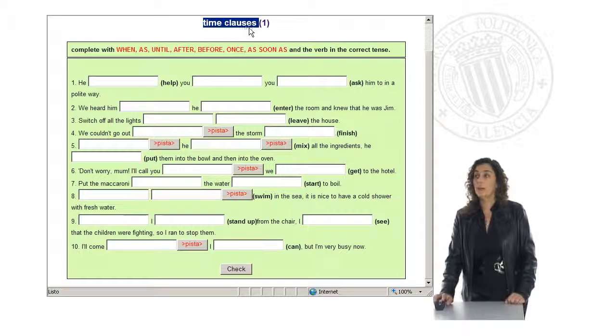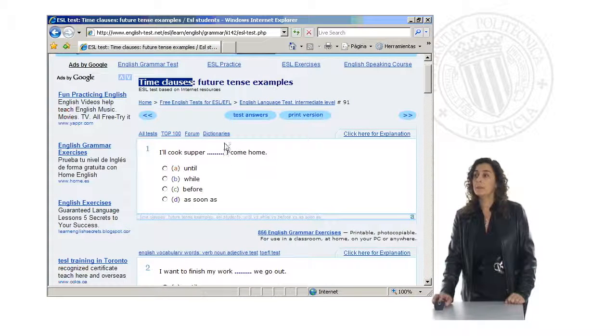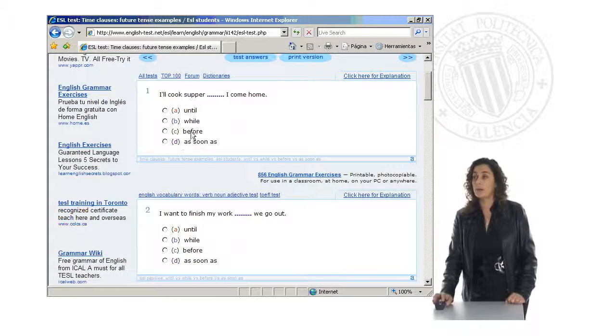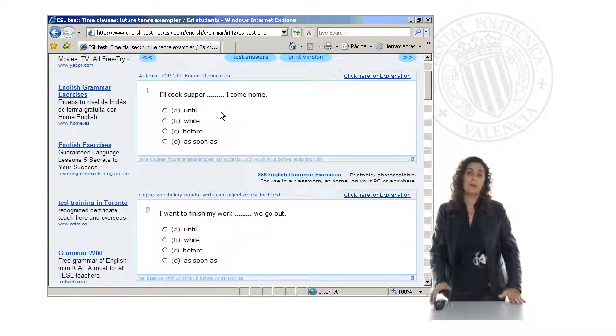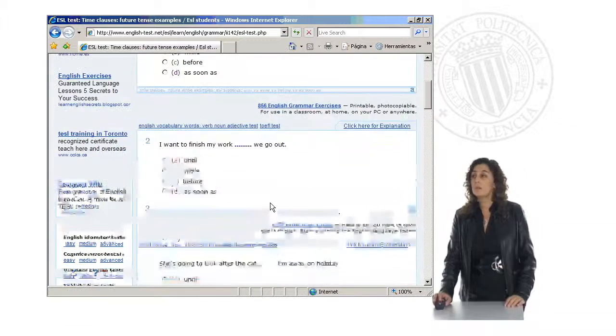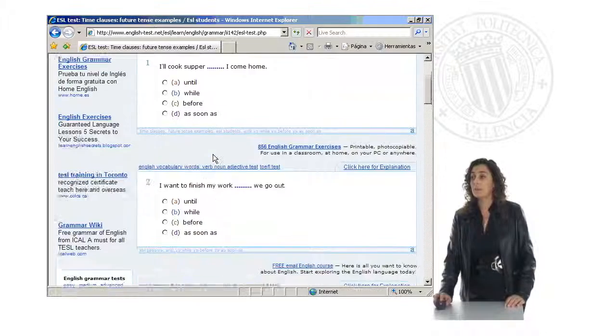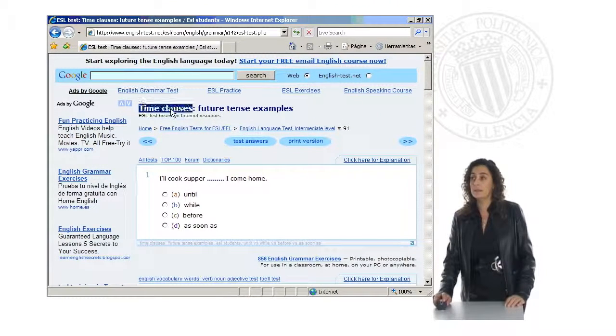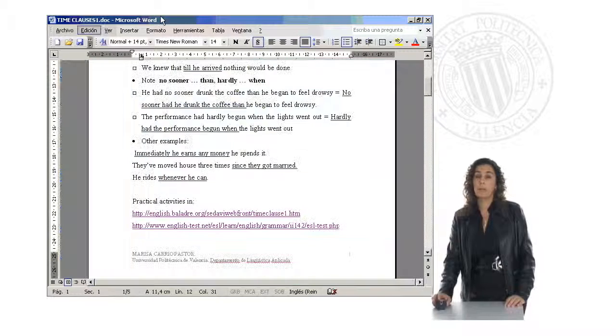Then, okay, there is another website that is also about time clauses. As you can see, the format is quite similar, but now you have to choose the right option, right? You have different options, and then you have to choose the one that is the most correct, right? Okay, then here you can check the answer, and you have other grammar here. It's quite interesting, this website about time clauses, right? Then remember, to practice what you learn here is very important, and if you have the resources on the internet, you have to use them.